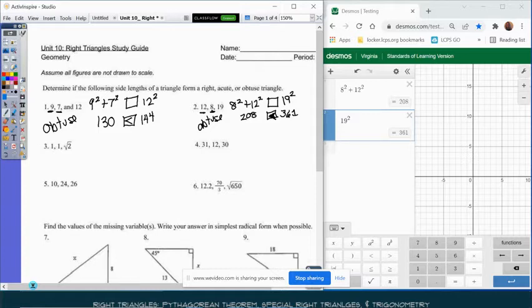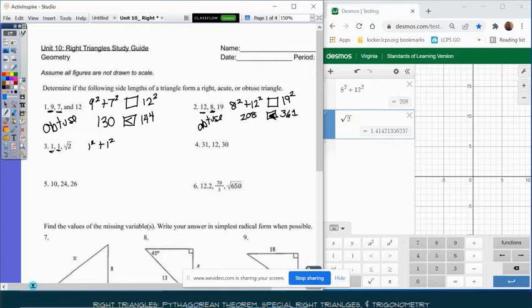Then in number 3, I have 1, 1, and the square root of 2. Well, if you're not sure which one is the smallest or the largest, we have to check out what is the square root of 2. So it does have a decimal value of 1.4, which is going to be larger than 1. So 1 and 1 would then be my small and my medium.